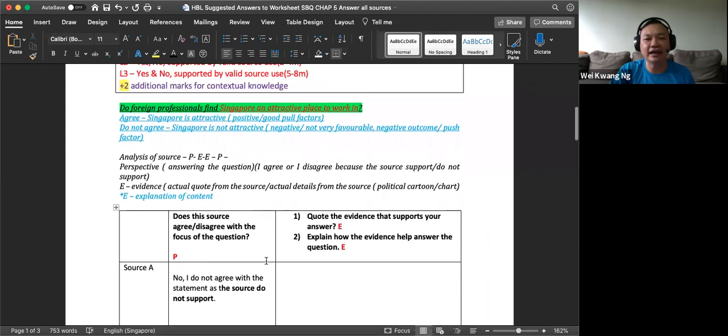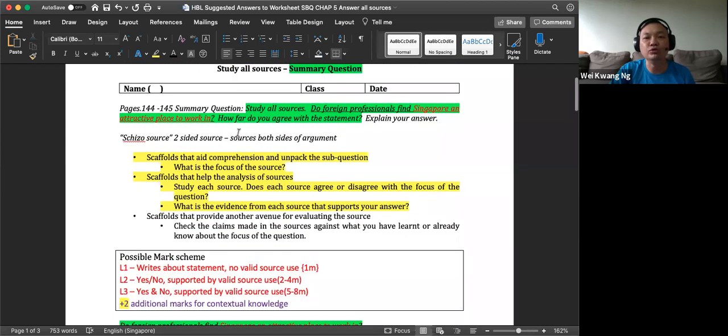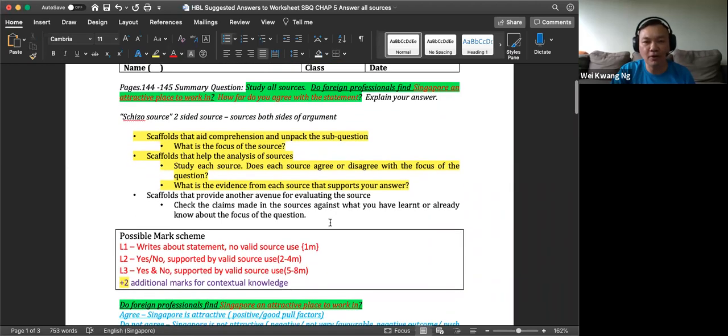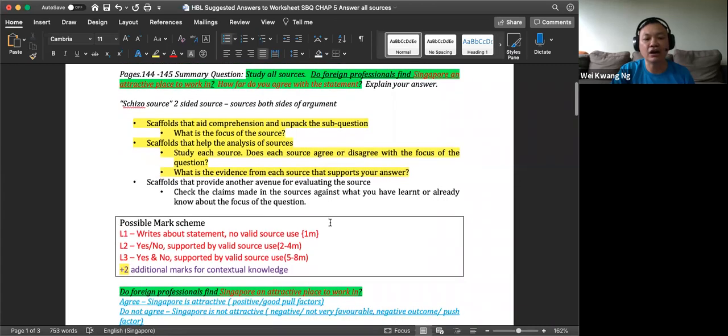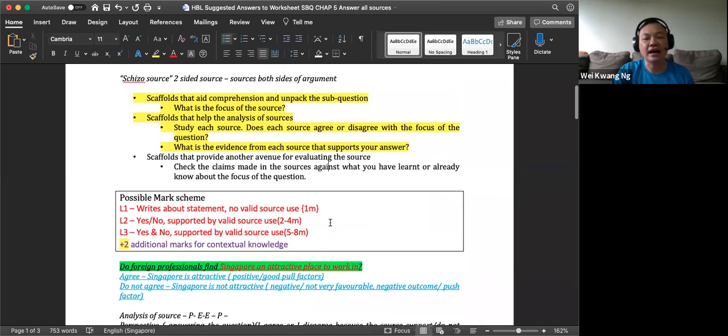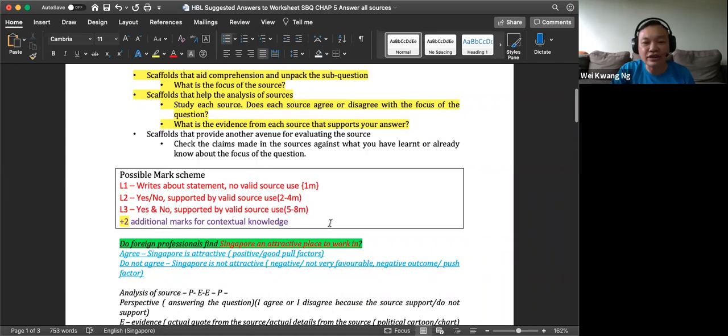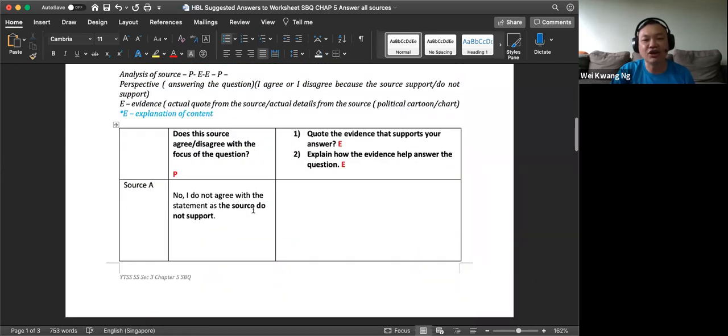Read the question again. The question asks you, how far do you agree? How far do you agree? Which means I want to know your point of view. So the question is, how far do you agree? It means I agree because source A agrees, or I disagree because source A does not agree or does not support. Okay, so please answer it correctly.